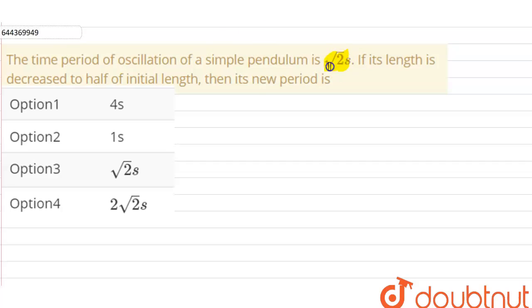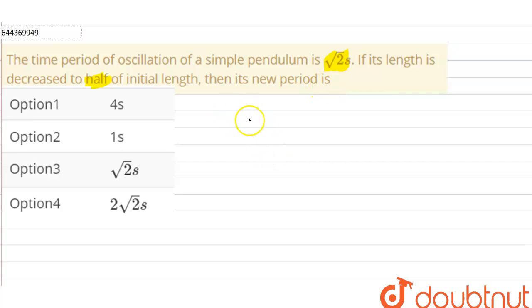Hello everyone, so our question is, the time period of oscillation of a simple pendulum is under root 2 seconds. If its length is decreased to half of the initial length, then find its new period. Okay, so we have been given that the time period of oscillation of a simple pendulum is under root 2 seconds. Now, if the length of the simple pendulum is decreased to half of its original length, then what will be its new time period of oscillation?